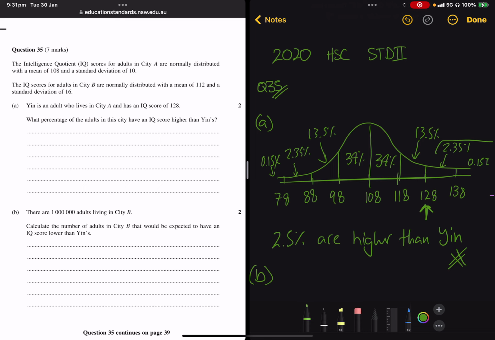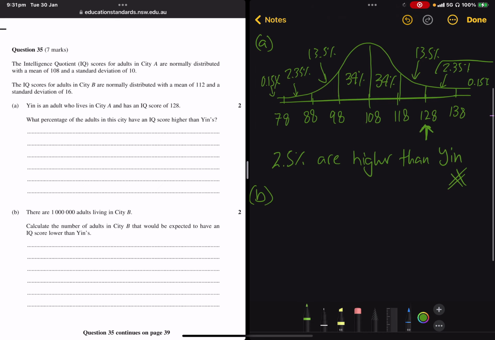Now, if we have a look at part B, we are told there are 1 million adults living in City B. Calculate the number of adults in City B that would be expected to have an IQ score lower than Yin's. Okay, so we need to find the percentage of people in City B that have an IQ score lower than Yin's. Multiply that by 1 million, and that will tell us how many roughly will have an IQ score lower than Yin's.